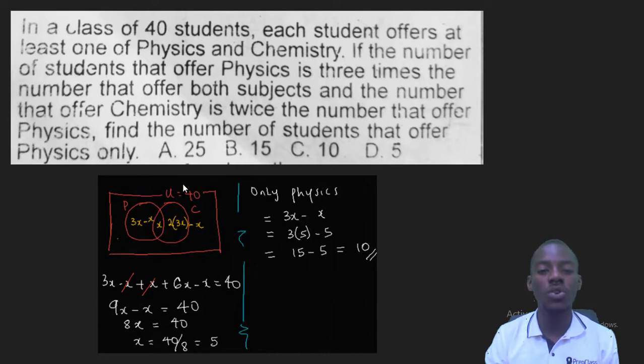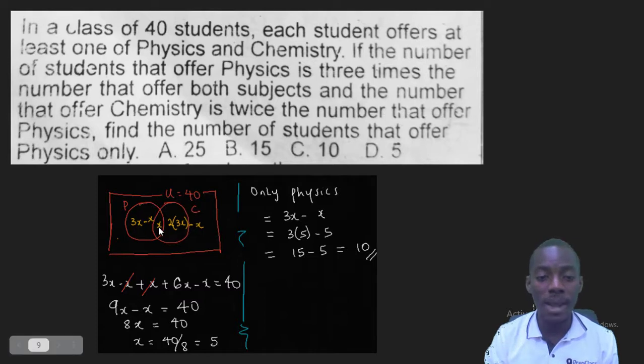Now they say find the number that offer physics only, right? Now let's find the total. Normally sets always begin by finding the total number. That will become 3x minus x plus 2 times 3x, which is 6x, minus x equals 40. Everything sums up to the universal set equals 40. So 3x minus x plus 6x minus x equals 40. 3x plus 6x is 9x, then minus x equals 40, right? Then 9x minus x is 8x equals 40. Divided by 8, x equals 40 divided by 8, x equals 5.